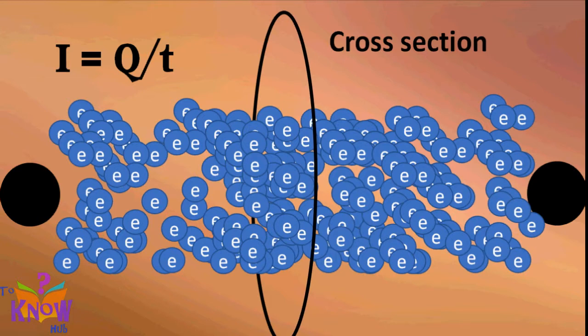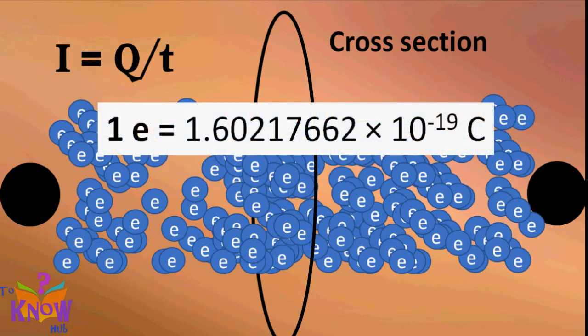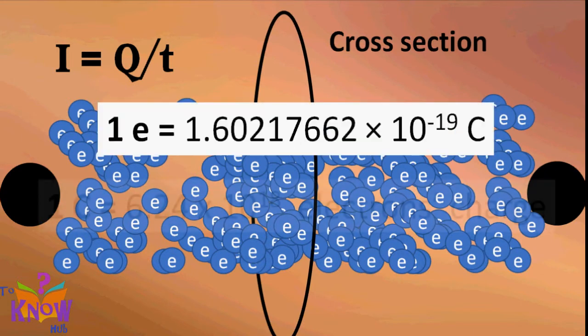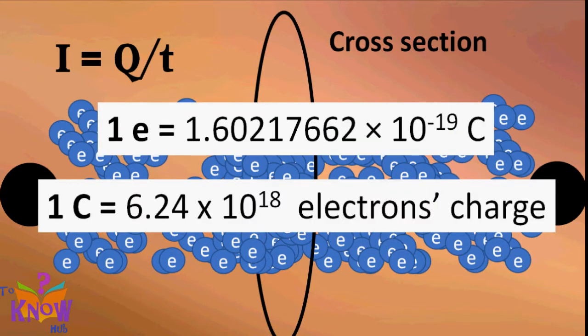Now one electron has 1.6 × 10^-19 coulomb charge. So for 1 coulomb charge we need 6.24 × 10^18 electrons. So many electrons. It means when we are talking about 1 ampere electric current, we are actually talking about a flow of billions and billions of electrons.